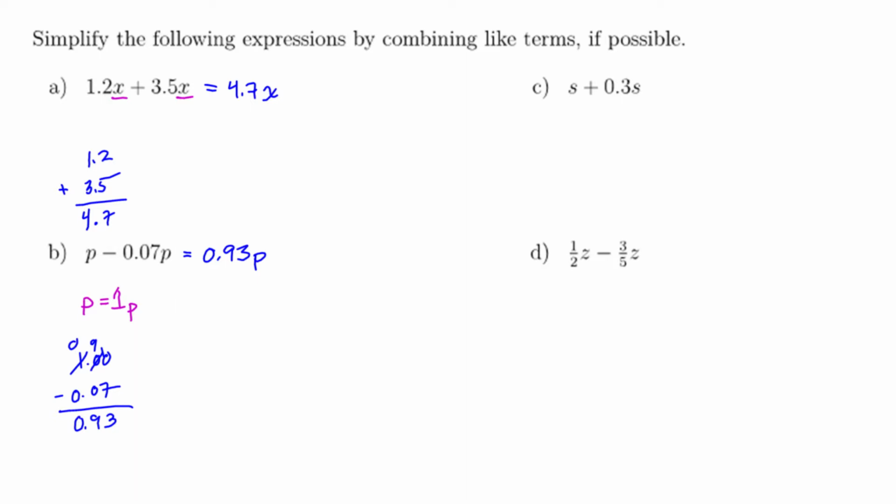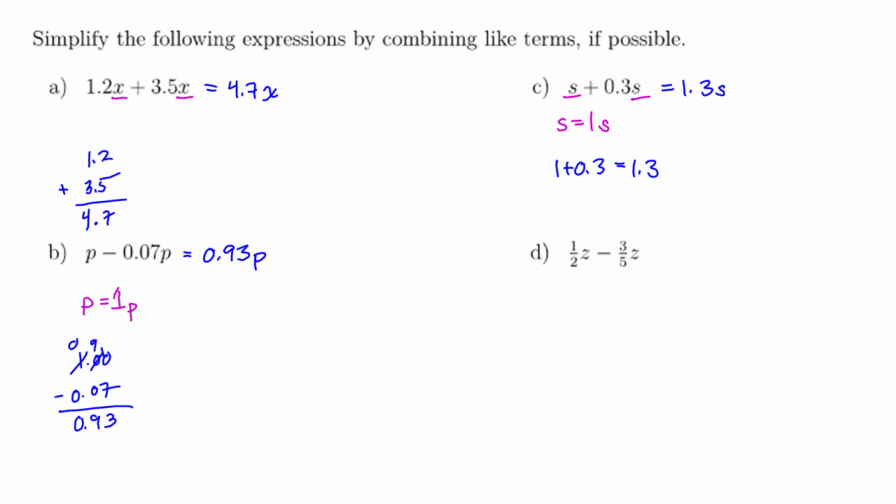Let's jump over to our third example. This one's really similar. I have s plus 0.3s. Again, those are like terms. I have s as the variable in each term, and I want to remember that the coefficient on just that single term s is a 1. So s is the same as 1s. So what I need to think about adding is 1 plus 0.3, that one's pretty quick to do. That's just 1.3 when I add those two numbers. So s plus 0.3s is going to give me 1.3s.